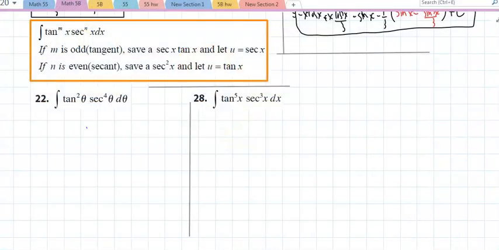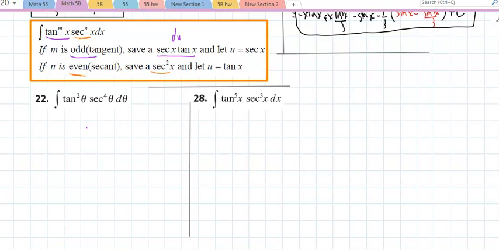It says, if you see a tan and a secant, if tangent is odd, that's all that matters. If tangent is odd, you're going to save secant tangent. By saving a secant tangent, that's your du. What do you take a derivative of to get secant tangent? Secant. Think that way. It'll help you a lot in the long run. And if you see that secant is even, you would save a secant squared. What do you take a derivative of to get secant squared? Of course, tangent.